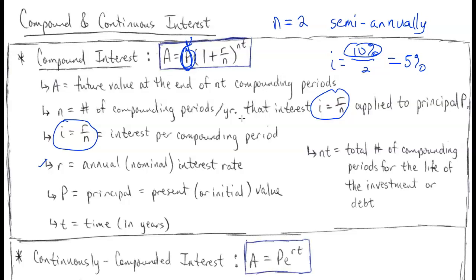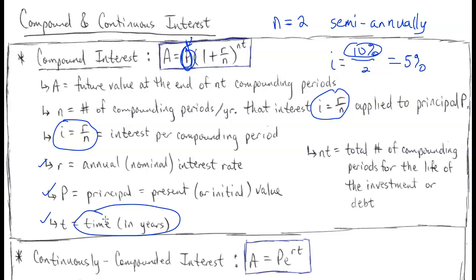Okay, and so that gets into my whole discussion about the annual percentage yield or effective interest rate that we're going to talk about later. Of course, P is just the principal or the present or initial amount. T is time, and notice that time is always measured in years.